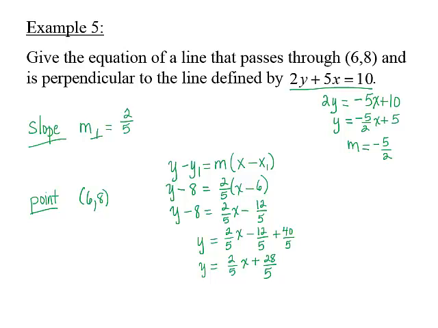To check, if we substitute 6 for x, 2/5 times 6 plus 28/5 is 12/5 plus 28/5, which is 40/5 or 8. So we've done our work correctly.